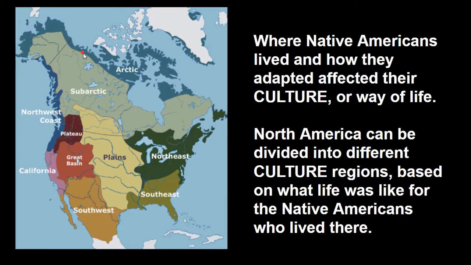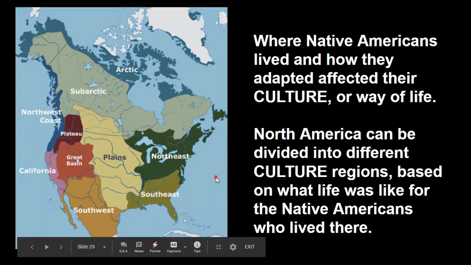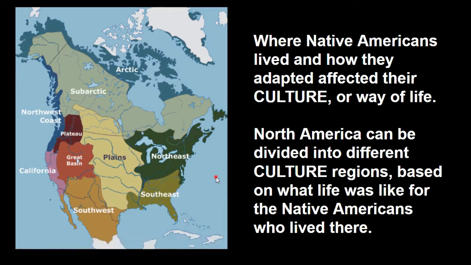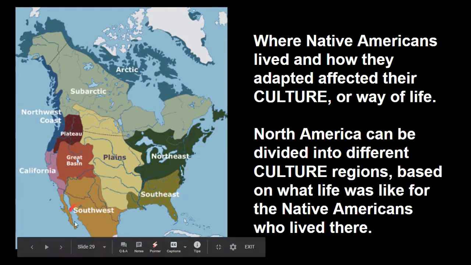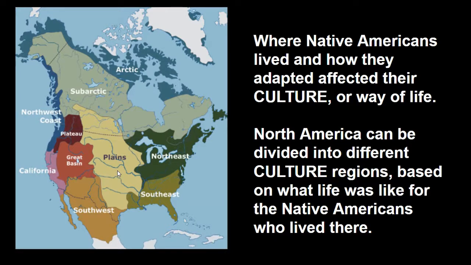So scientists and archaeologists have divided North America into what they call different culture regions, depending on what the culture was like for the Native Americans who lived there. And of course, the Native Americans' culture depended entirely on the environment and the resources that they had to survive. Some of these culture areas were the Northeast, the Southwest, the Great Plains, and we're going to be reading about all three of those culture areas. And the culture area that I mentioned earlier with the Inuits and the Igloos, that would be the Arctic.